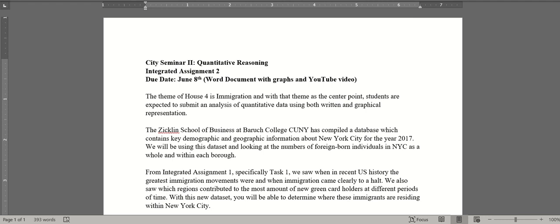This week's video is about integrated assignment 2. As you can see, it's going to be due on June 8th, and for the QR portion, there's going to be two steps. One is a Word document that's going to have graphs in it, and the second one is going to be incorporating those graphs and using them in a YouTube video that you'll be creating, right?